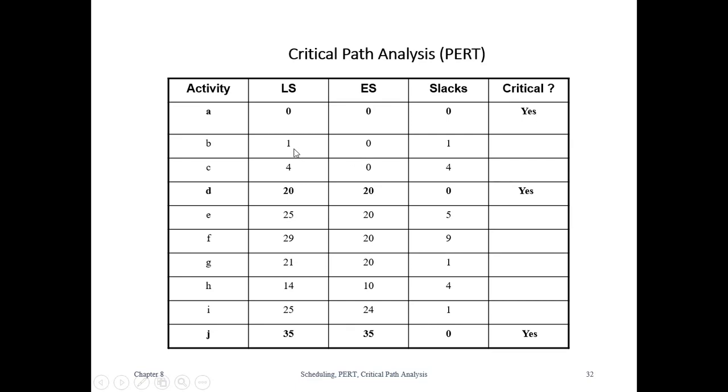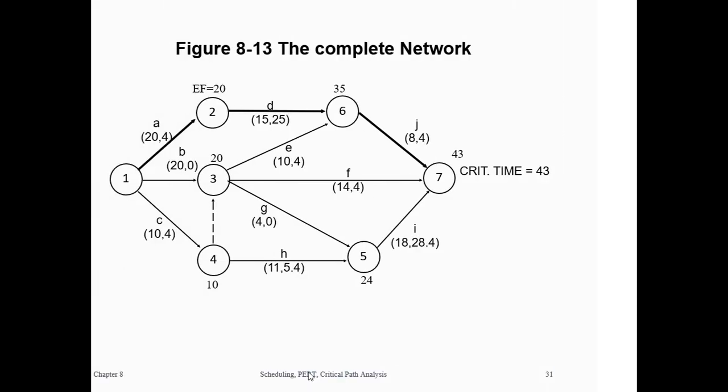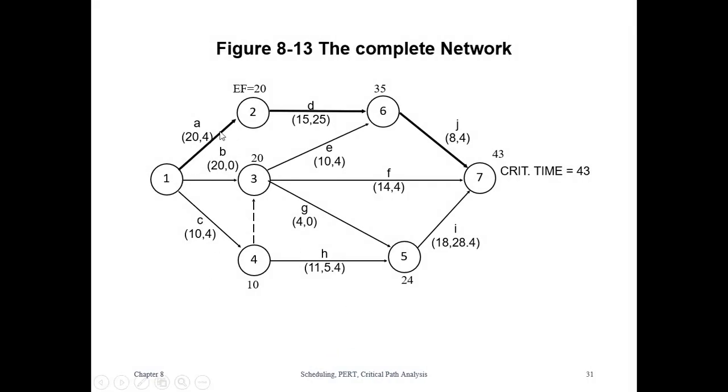In this example, for activity B, the latest start is 1, whereas the earliest start is 0. So there is a slack of 1, which means it is possible to delay this activity by 1 hour or 1 unit. In this case, it will be 4. Since there is a slack of 4, this activity becomes non-critical. And here the difference is 0, so it is a critical activity. So there are 3 critical activities, which are A, D, and J. You can see this from the network graph: A, D, and J.